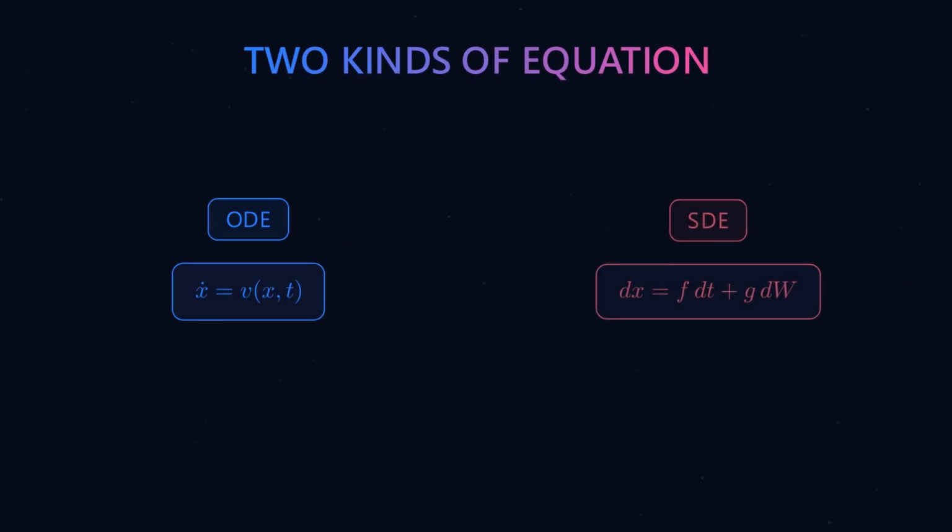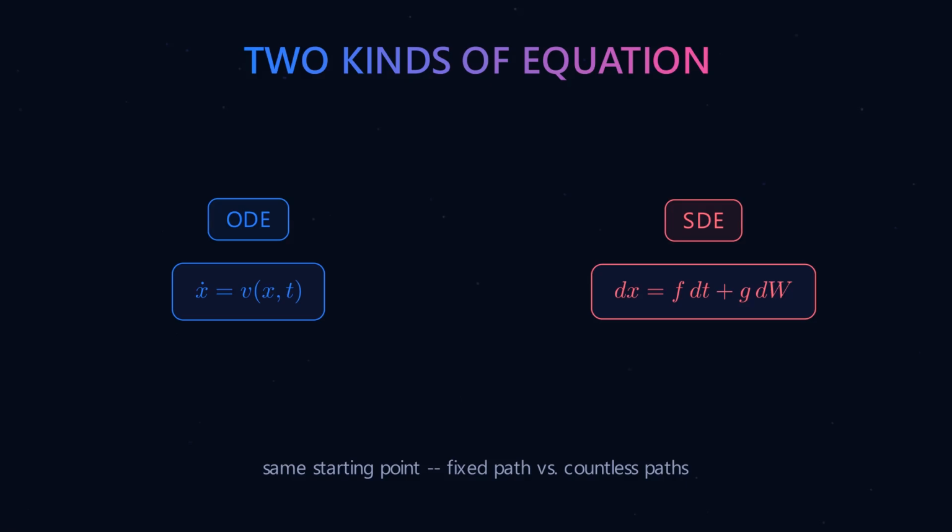We've used both terms all video, so let's put them side by side precisely. An ordinary differential equation, an ODE, describes a trajectory with a single deterministic derivative, dx/dt equals v(x, t). Give it a starting point, and its entire future path is fixed. A stochastic differential equation, an SDE, adds a random noise term to that derivative at every instant. So the same starting point can wander down countless different paths depending on which random numbers land.